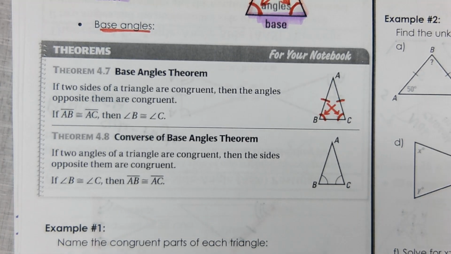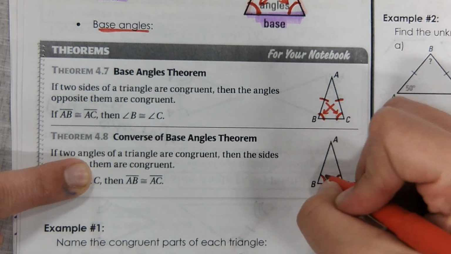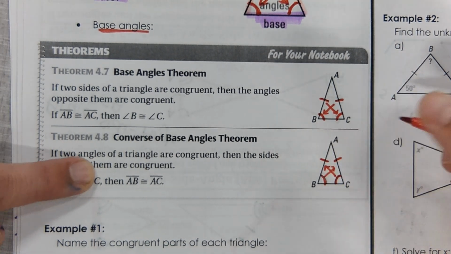And then we have the converse of that. If you're told that you have two angles that are congruent in a triangle, then the sides opposite those congruent angles are congruent, and you have an isosceles triangle.